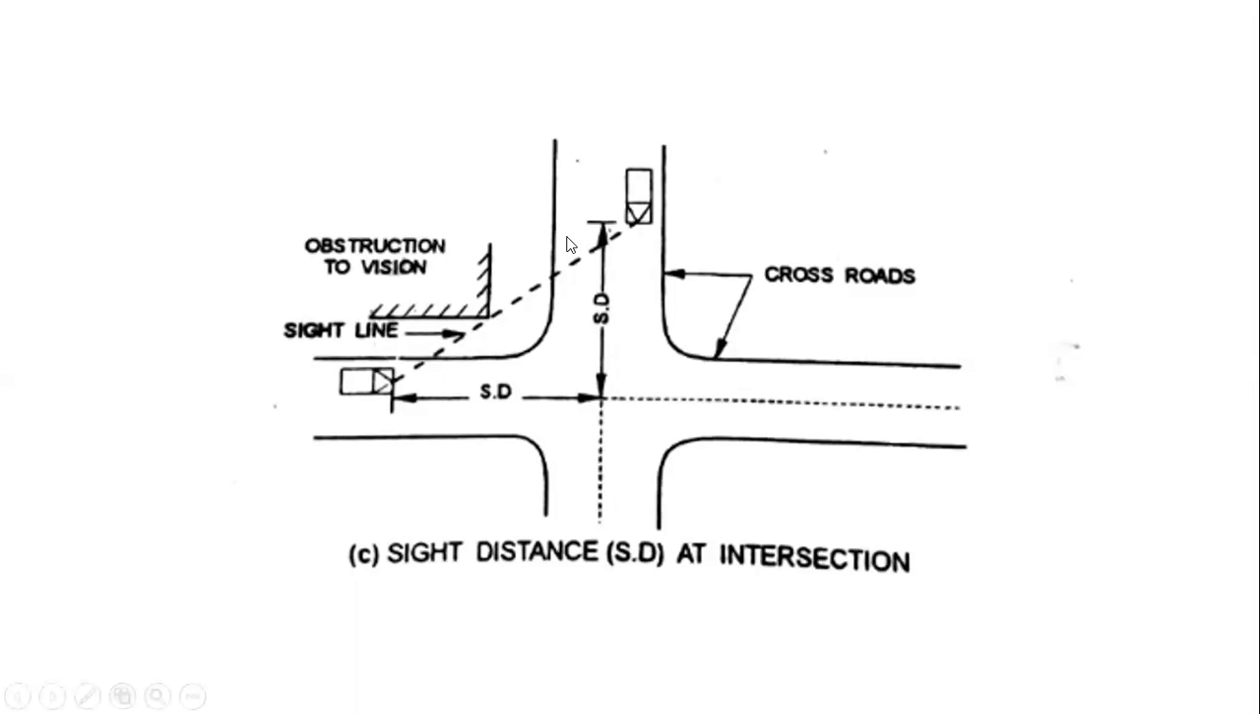Okay, so because of that, both of these drivers will not be able to see each other. That is the scenario that actually happens at intersections, if there is obstruction. That's the point, right? That is the concept we are seeing now. So these are all the scenarios where the sight distance is getting restricted.